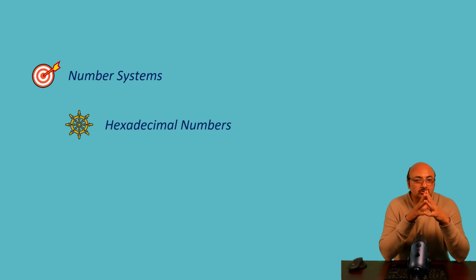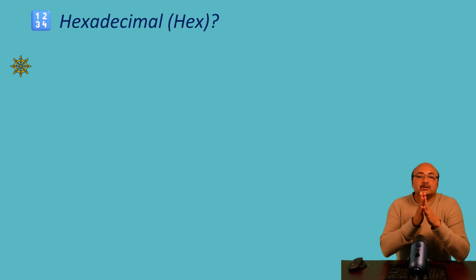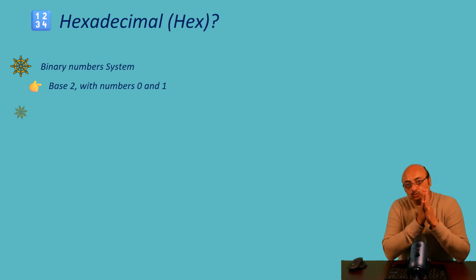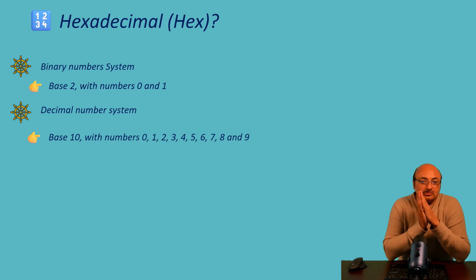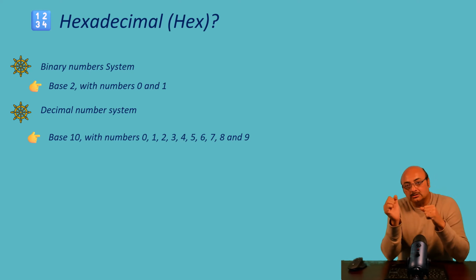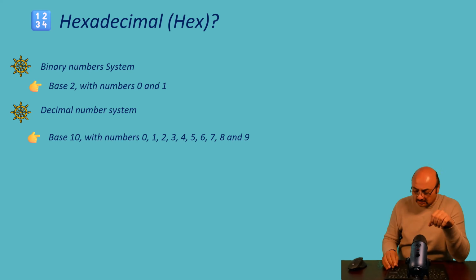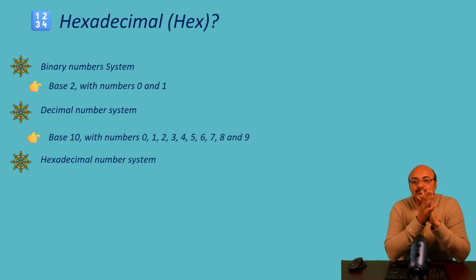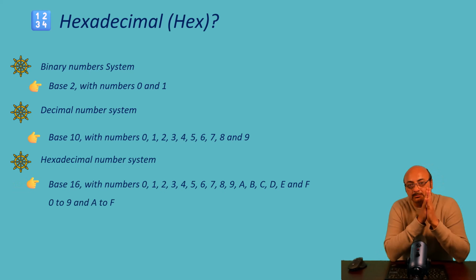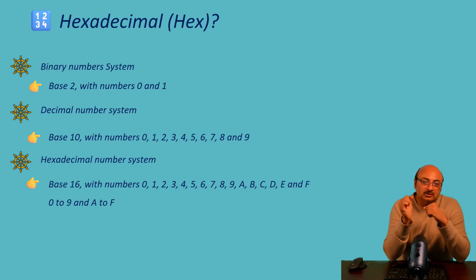To quickly recap, the binary number system is base 2 and has numbers 0 and 1. The decimal number system is a base 10 number system with numbers 0 to 9. On a similar pattern, the hexadecimal number system is a base 16 number system represented by numbers 0 to 9 and letters A to F, a total of 16.